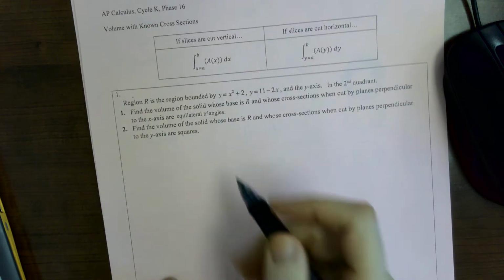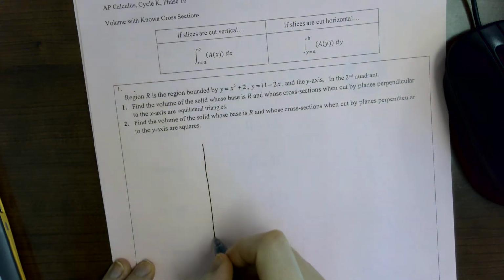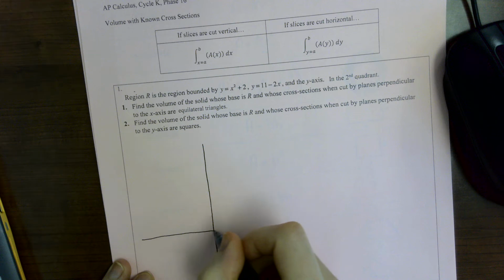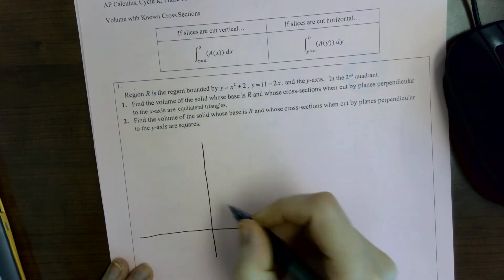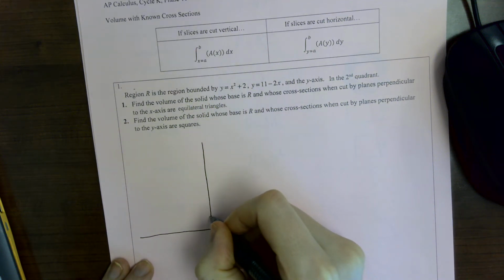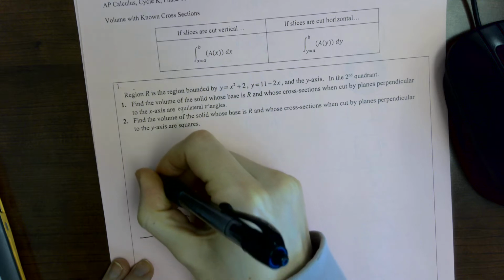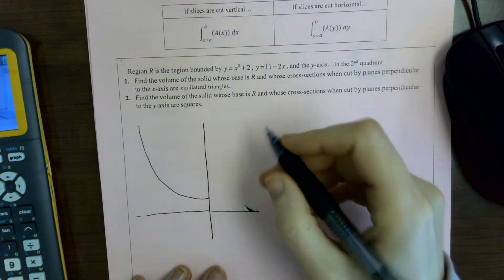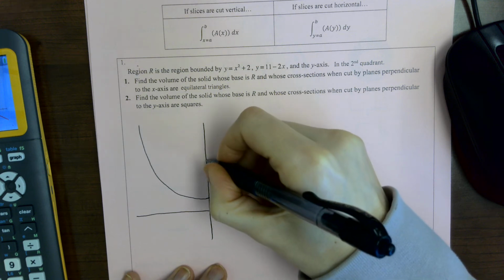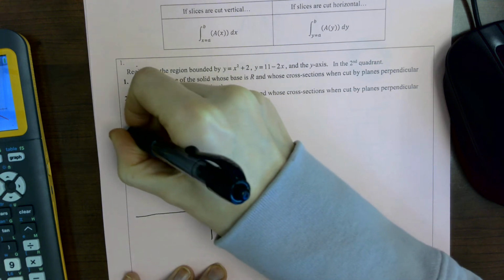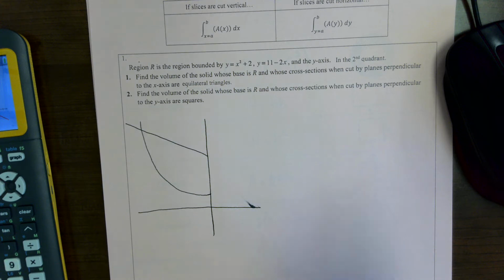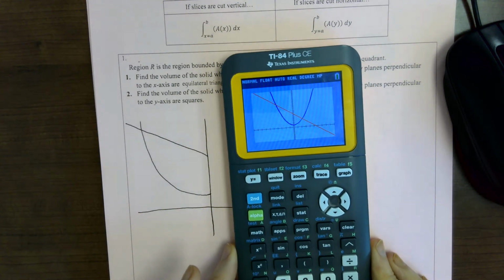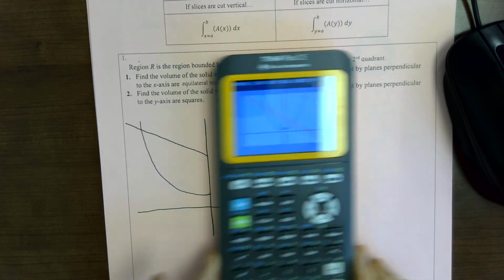So when I draw my picture, I'll show the y-axis, here's the x-axis. I've got this parabola, but I'm only considering the half that's in the second quadrant. And then the line is like that. Okay, so that's our region right there.